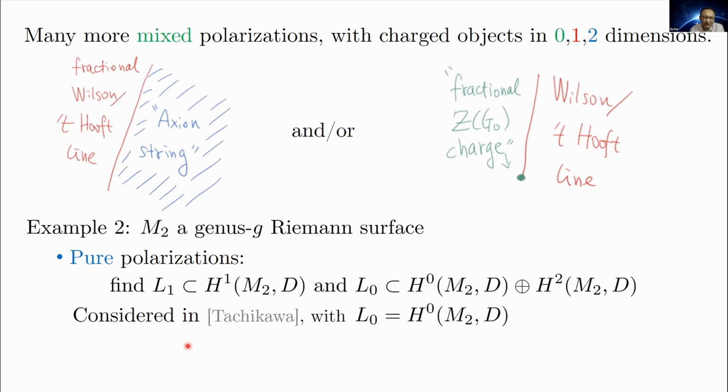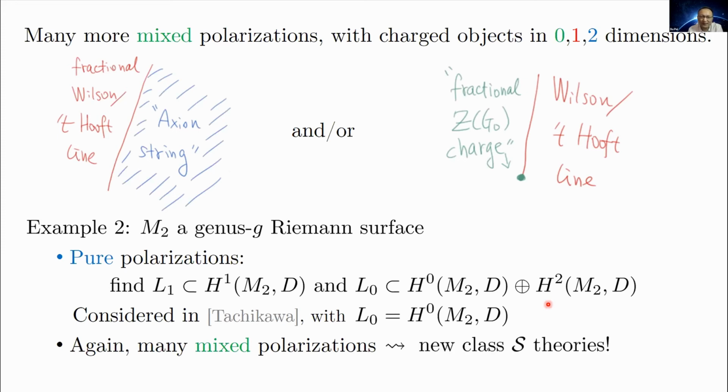This problem was considered in a paper by Tachikawa a few years ago with the choice that L0 is the degree 0 piece. But there are, again, going to be many mixed polarizations. And they differ from the standard one by some choices of discrete theta angles. And this would give you some new class S theories. So if you are amazed by the interesting connection between class S theory and mathematics, you should try generalizing all of this to these new class S theories.